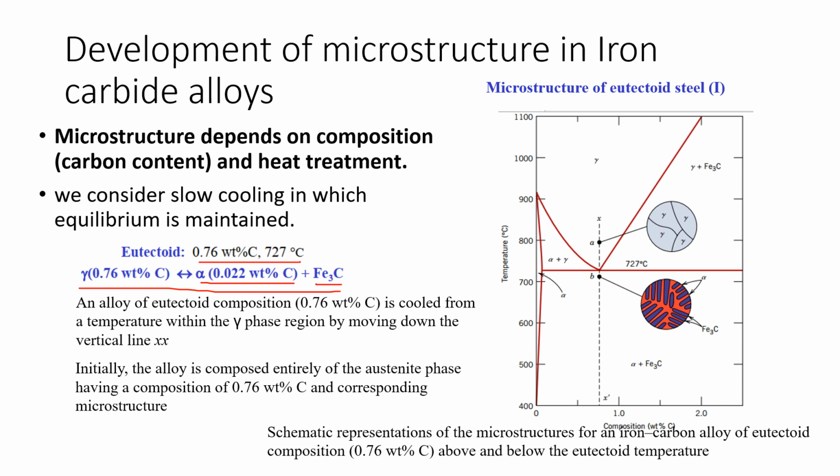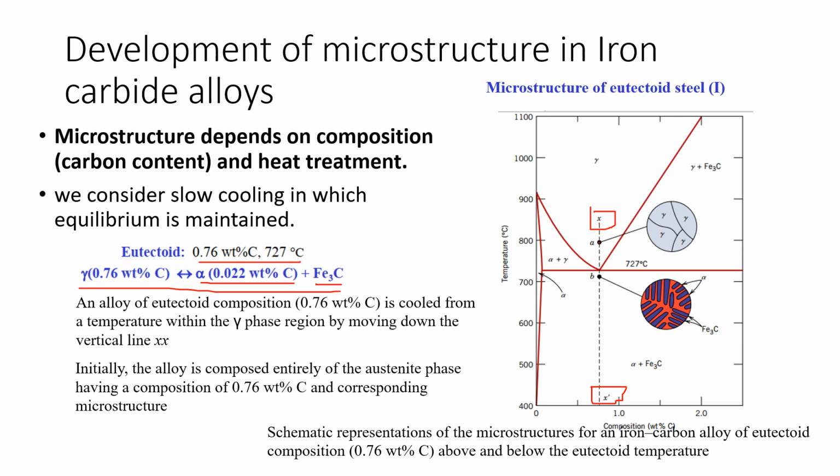So the microstructure depends upon the carbon content and heat treatment. The carbon content is 0.7%, and the heat treatment is very slow cooling. Consider this alloy initially at 800 degrees centigrade. Our point of discussion is this line x to x prime, which is the known carbon content of 0.7%, where the eutectoid reaction takes place. Initially our alloy is at 800 degrees centigrade, that is, beginning at point A.